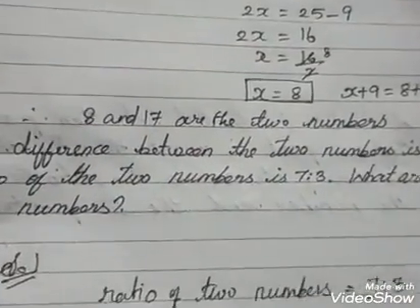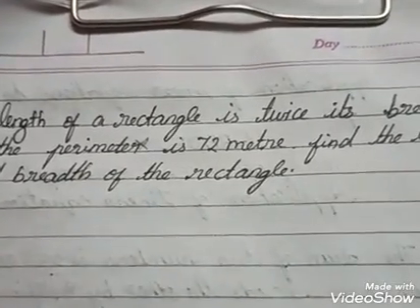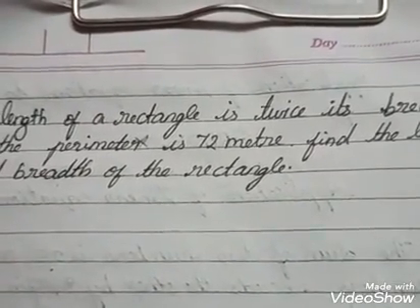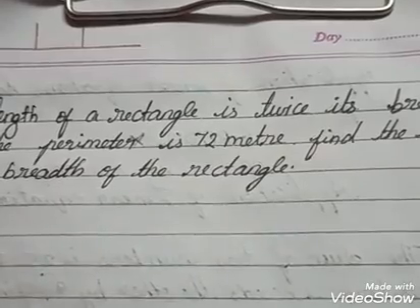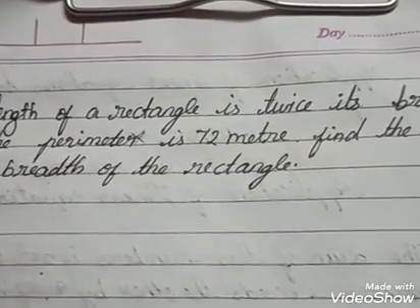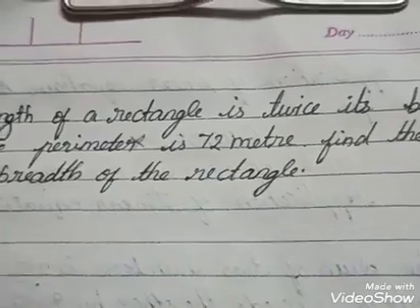Next we move on to third question. Length of a rectangle is twice its breadth. If the perimeter is 72 meter, find the length and breadth of the rectangle.